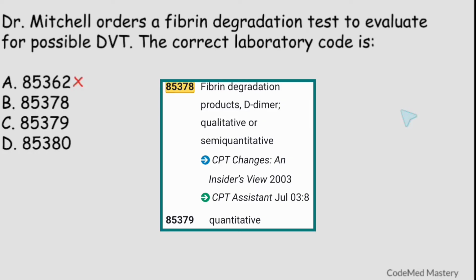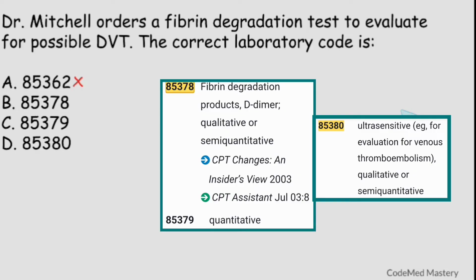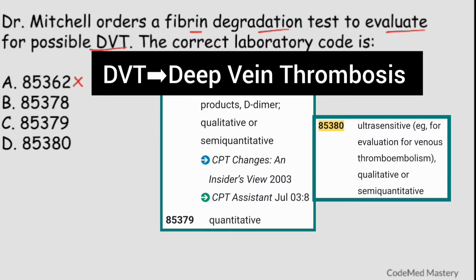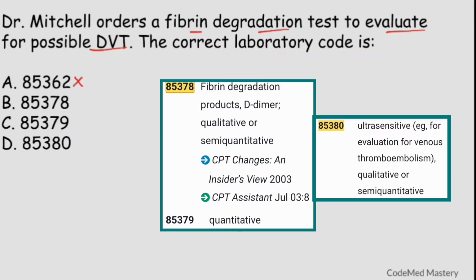Coming to option B, 85378, which is for fibrin degradation products, D-dimer, qualitative or semi-quantitative. And also check option C, fibrin degradation products, D-dimer, quantitative. And in option D, 85380, they have mentioned ultra-sensitive for evaluation of venous thromboembolism, qualitative or semi-quantitative. In this scenario, they have mentioned fibrin degradation test to evaluate possible DVT. So what is DVT? Deep vein thrombosis. Deep vein thrombosis refers to venous thromboembolism, which is mentioned in 85380, evaluation of venous thromboembolism.